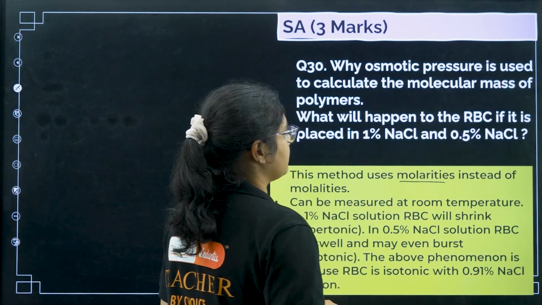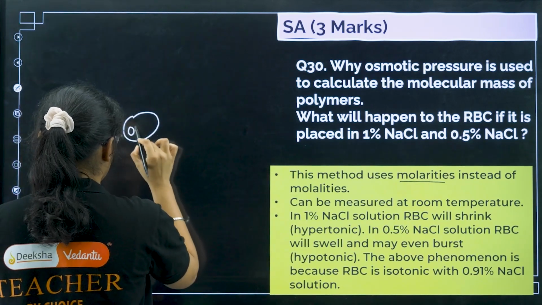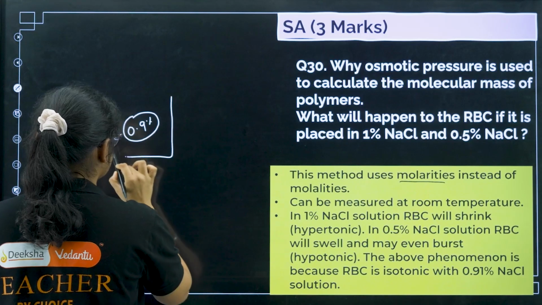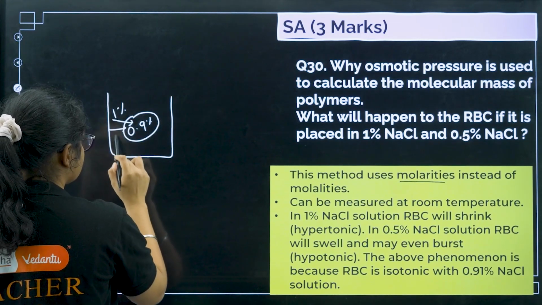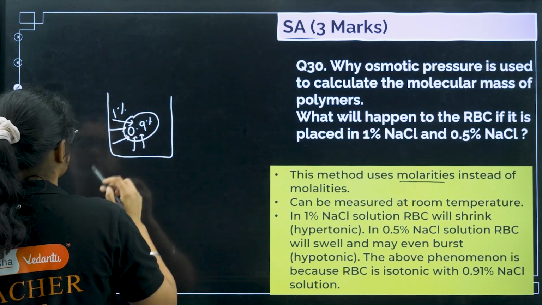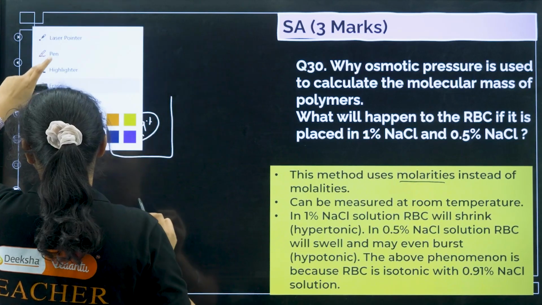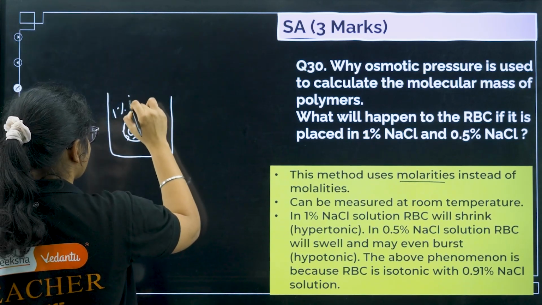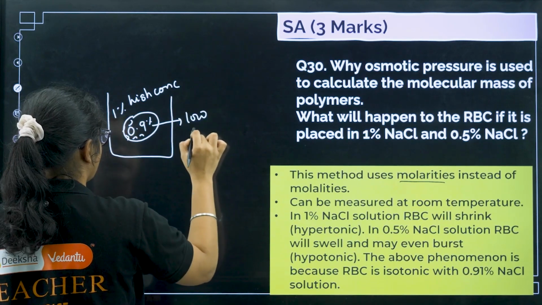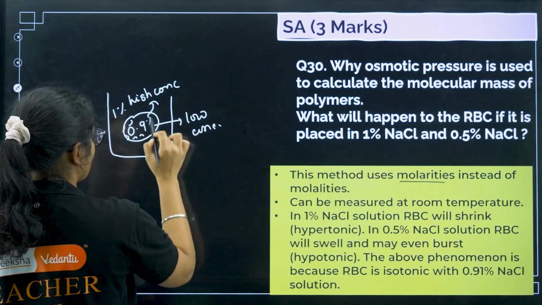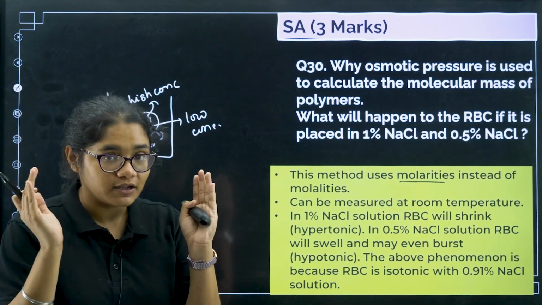Next, what will happen if you keep the RBC in 1% NaCl? Okay, you know RBC is 0.9%, right? And if outside we have 1%, that means what? Water will flow out. 1% NaCl means this is highly concentrated, and this is low concentrated. Solvent molecules move from low concentrated solution to high concentrated solution. So water will move out and it will shrink, right?